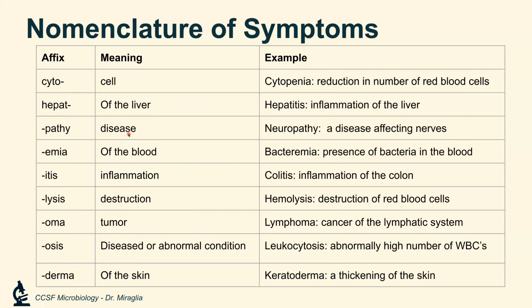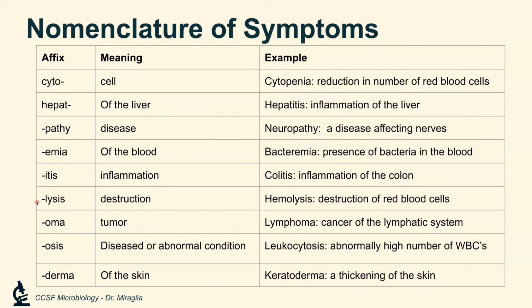Pathy means disease, so neuropathy would be a disease of your nerves. Emia means blood or of the blood, so bacteremia means there's bacteria in your blood. Inflammation, we refer to itis, so colitis would be inflammation of the colon. Arthritis means inflammation of joints, right?